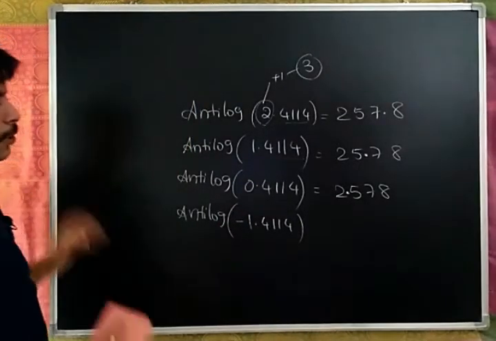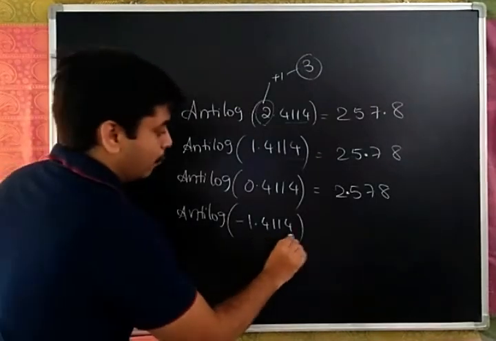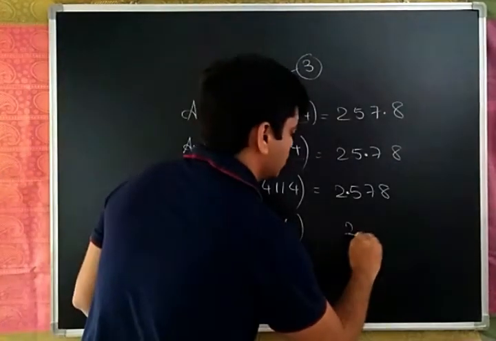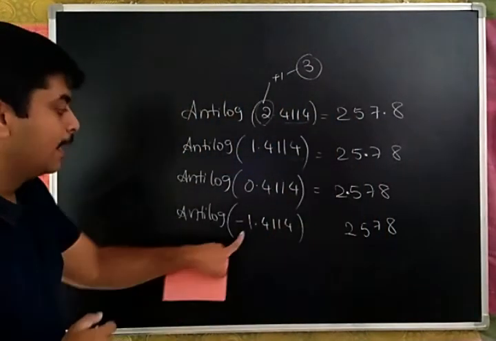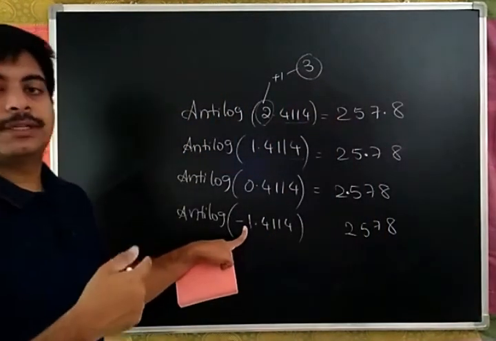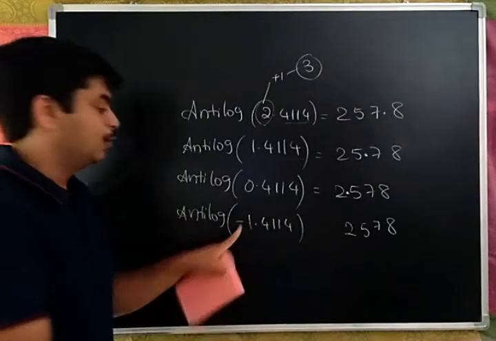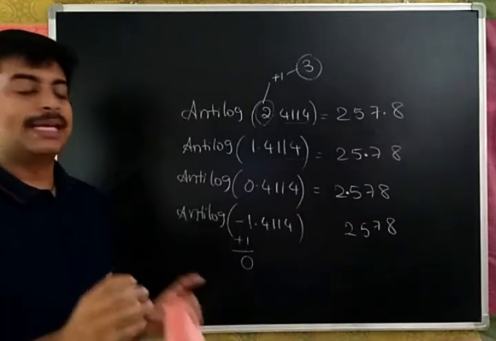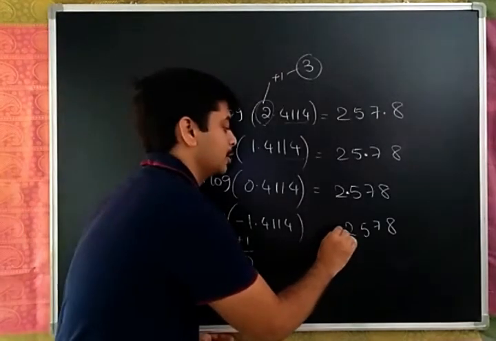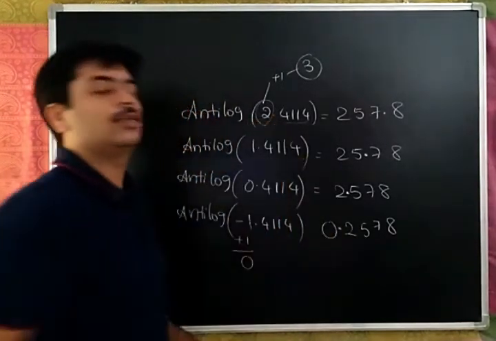So how to find this value? Same, 0.4114 will be the same, that is 2578. But now the main thing is it is minus 1. So you add plus 1 to that, and you will get 0. That means you need to place the decimal at the 0th position. That is, the answer is 0.2578.